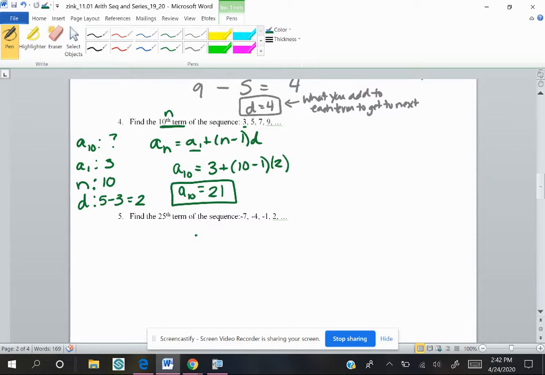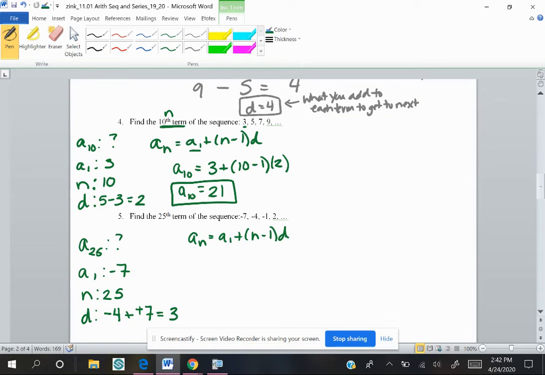Okay, so again, we're looking for a term. So we're gonna start with our formula. We're gonna write it out. And I'm looking for a sub 25 this time because I don't know the 25th term. My first term here is -7. N is going to be 25 because I'm looking for the 25th term. And D, and this is where it could get a little tricky, I'm taking my second term, which is -4, minus my first term, which is -7. Don't drop that negative. So that really becomes -4 plus 7, which is 3.